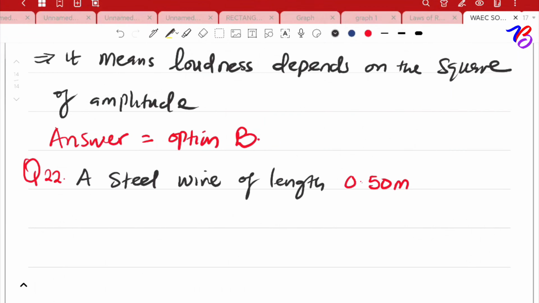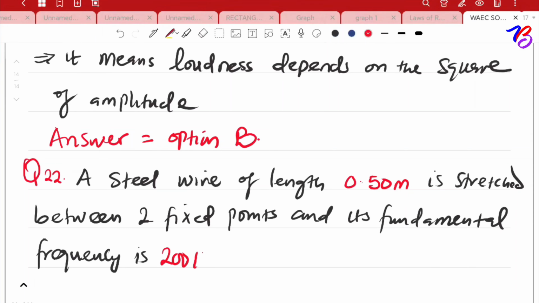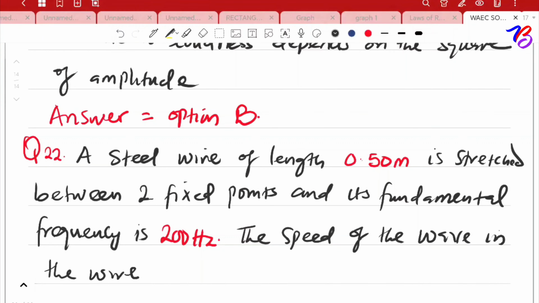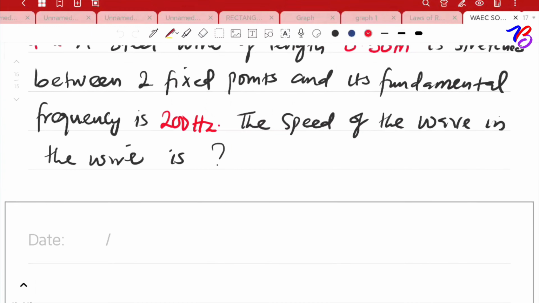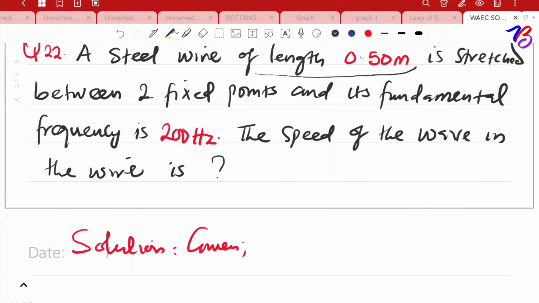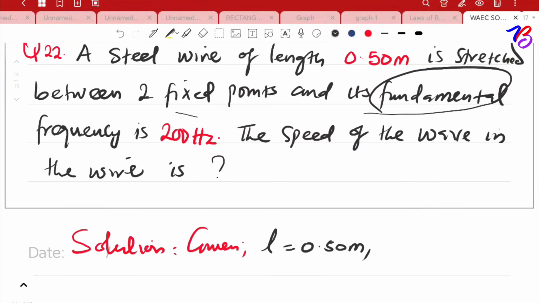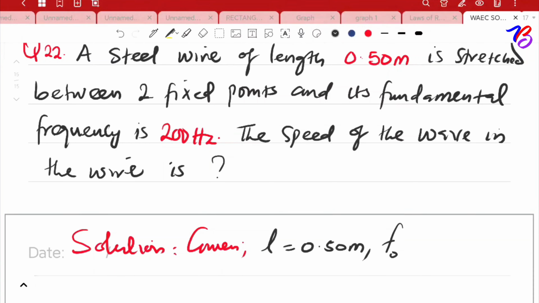A steel wire of length 0.50 meters is stretched between two fixed points and its fundamental frequency is 200 Hz. The speed of the wave in the wire is, that's the question. So recall, solution, given data using the triune concept, the triune components by relationship. From this question, you will see that number one, we have the length of the wire. So our L is equal to 0.50 meters. Number two, triune component, from this question, the fundamental frequency. It's given to us to be our f naught, which is f, and is equal to 200 Hz.